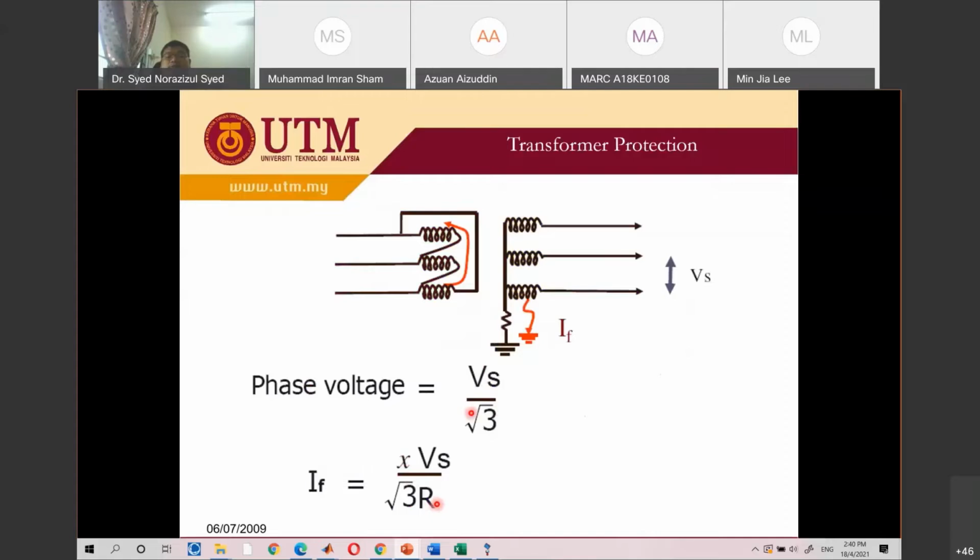So IF will equal x Vs over Z3R. Basically it's a voltage, and to find the current you have to use V over R. Since it's not the full winding, you have to find the ratio, which is x Vs, and then divide by R.